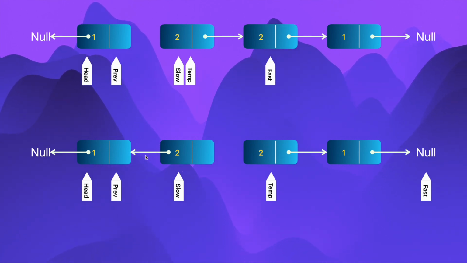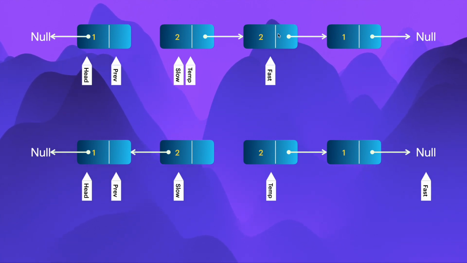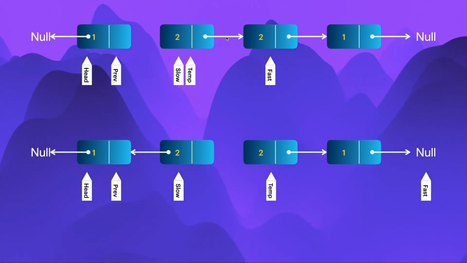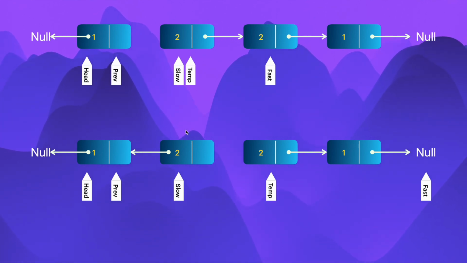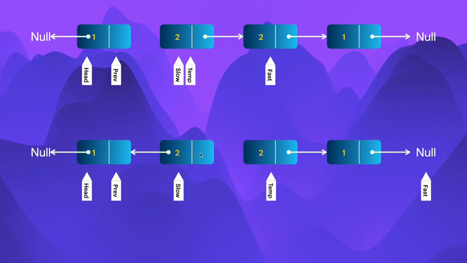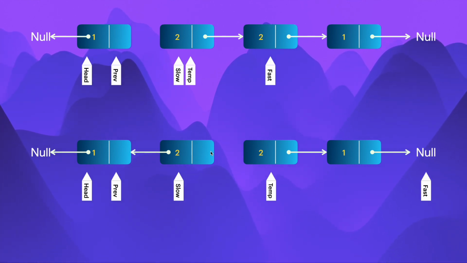Then we will change this link. The second node is pointing towards the third node, so we will change this pointer towards the previous pointer. The second node's next field is going to point at the first node. So we are just reversing the links.